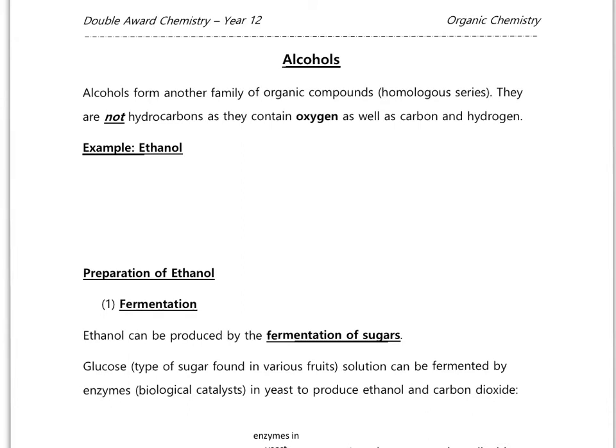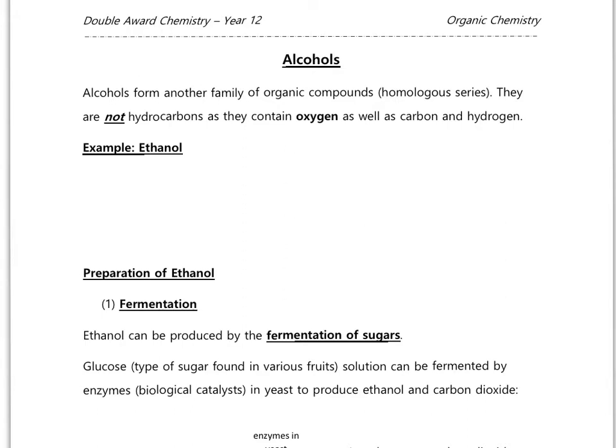So we know that with a homologous series, they're a family of organic compounds that contain the same functional group, show similar chemical properties, show a gradation in physical properties, and differ by a CH2 unit. And the same can be said for alcohols. You don't need to know alcohols in very much detail. You'll notice that it's just this page in your notes that are on alcohols. That's all you need to know.